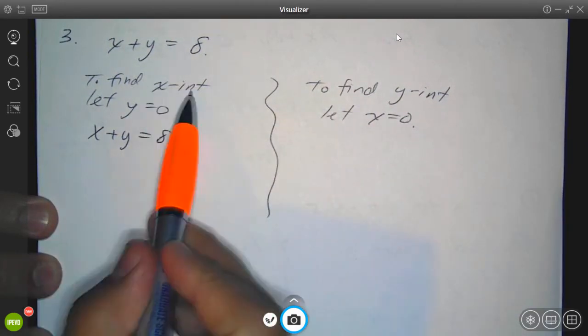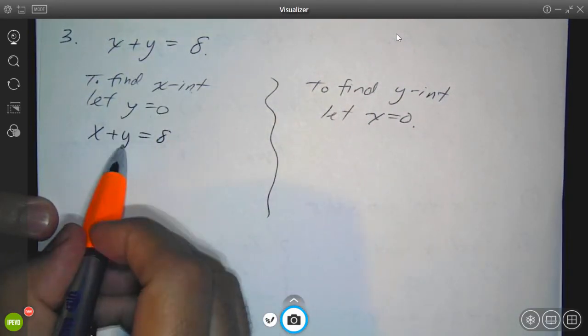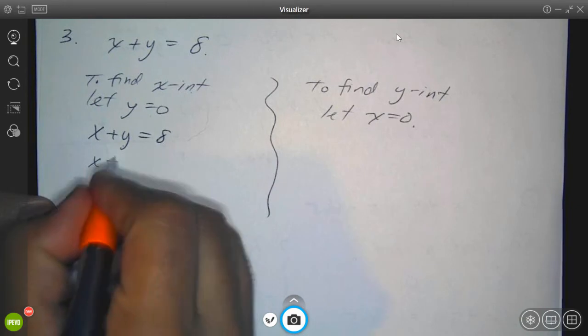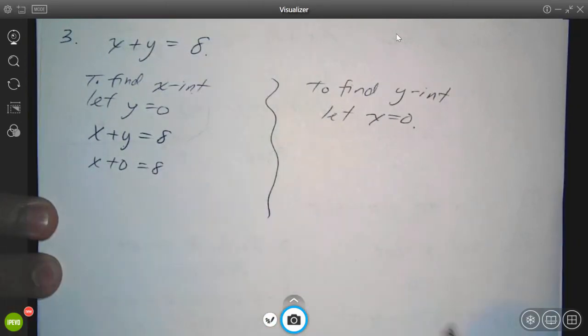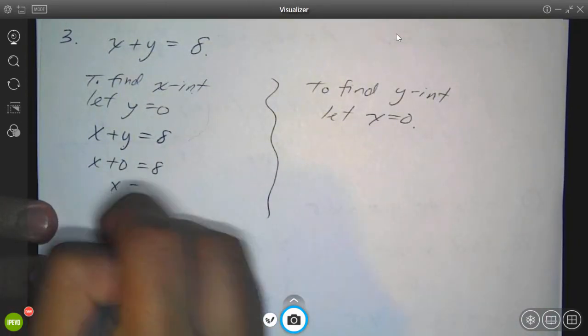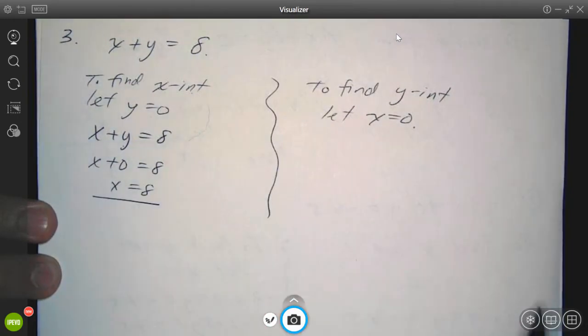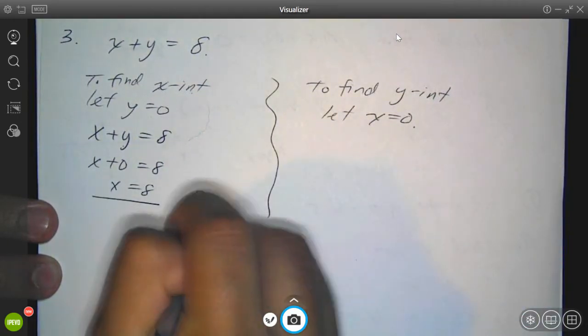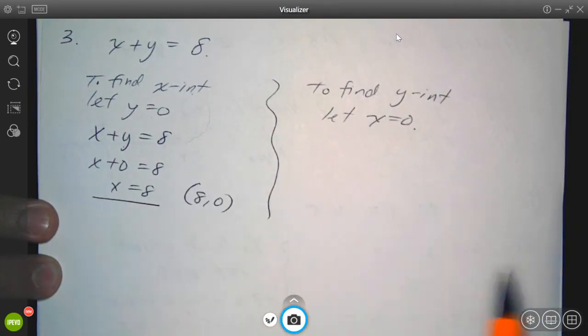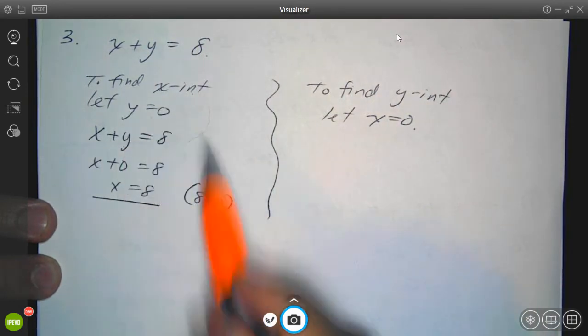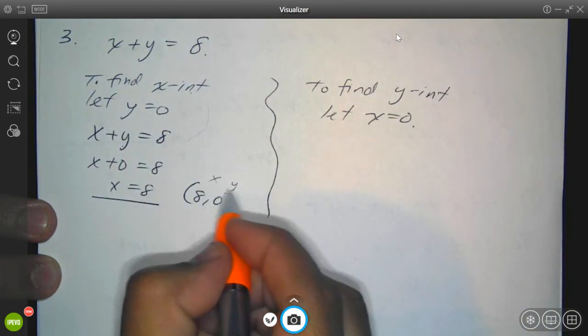Simple as that, right? So look, take your equation, x plus y equals 8. To find the x-intercept, we let y equal 0. Well, if y is equal to 0, I get x plus 0 is equal to 8. So what does x equal? X equals 8. If you write this as a coordinate point, we get 8 comma 0. Why? Because y was equal to 0, guys. Remember, it's x comma y.